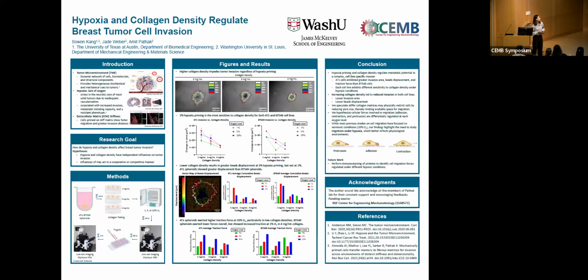And moving on to the results. These are the images I took. It's a sample image of the 4T1, the mouse cancer, at 5% priming.